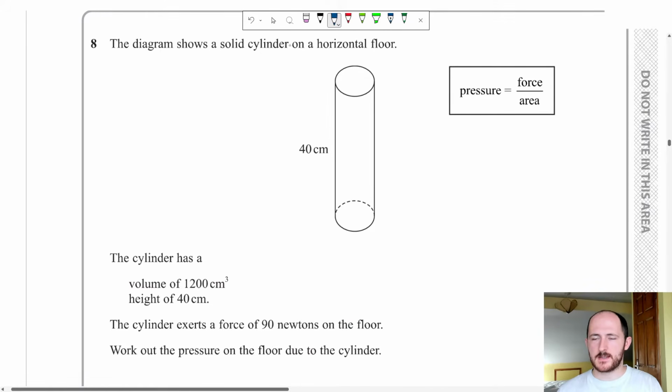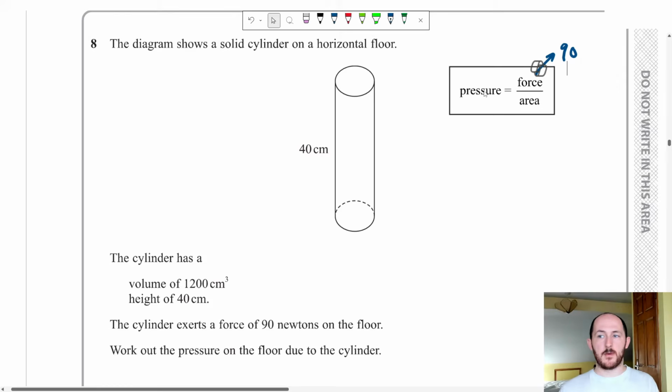The diagram shows a solid cylinder on a horizontal floor, and they give us the pressure equation, so we're probably going to use pressure in a second. It has a height of 40, volume of 1,200 centimeters cubed. It exerts a force of 90 newtons on the floor, so we have that F is equal to 90. Okay, cool. Work out the pressure on the floor due to the cylinder.